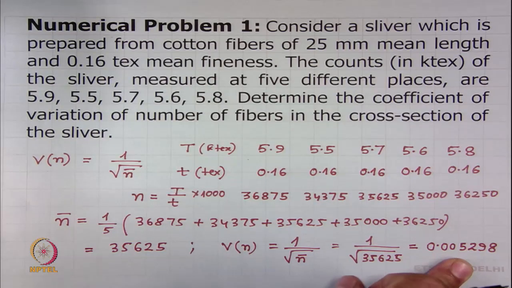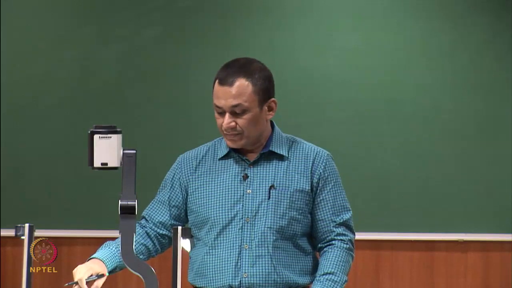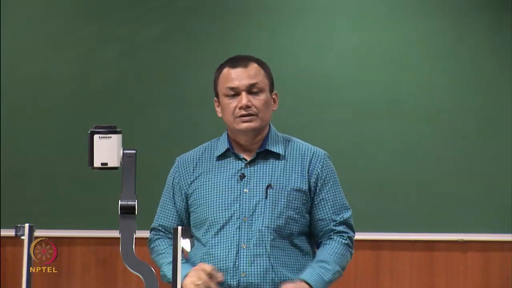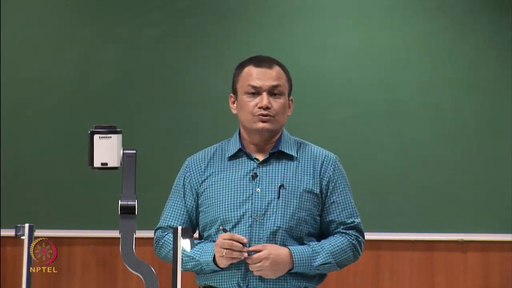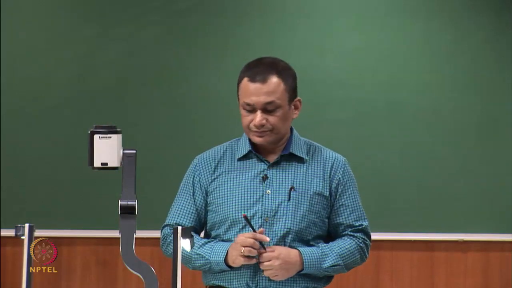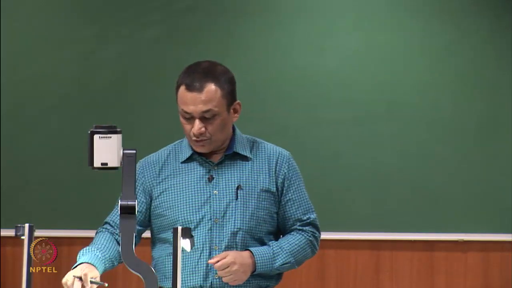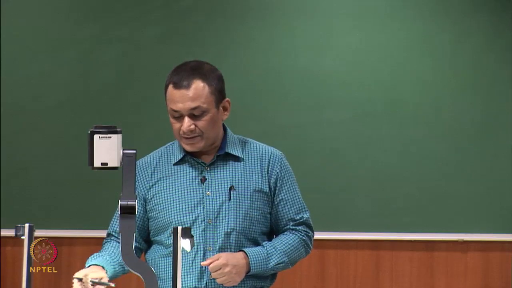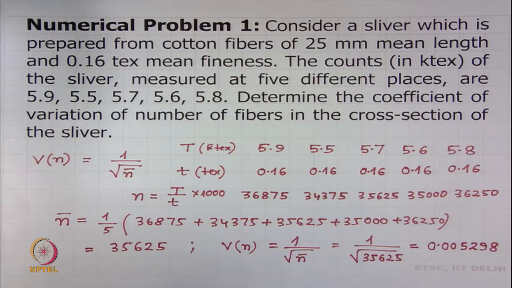If you wish to express it in terms of percentage, then 0.5298 percentage. So, the coefficient of variation of number of fibers in the cross section of sliver is equal to 0.5298%. So, this was your numerical problem 1 and solution.